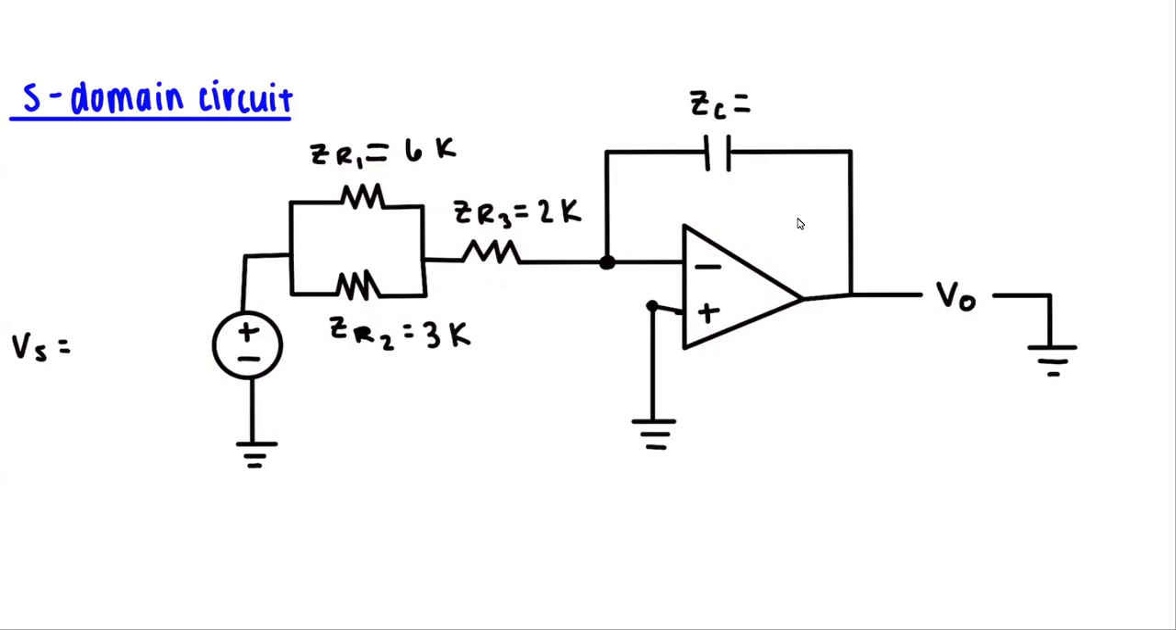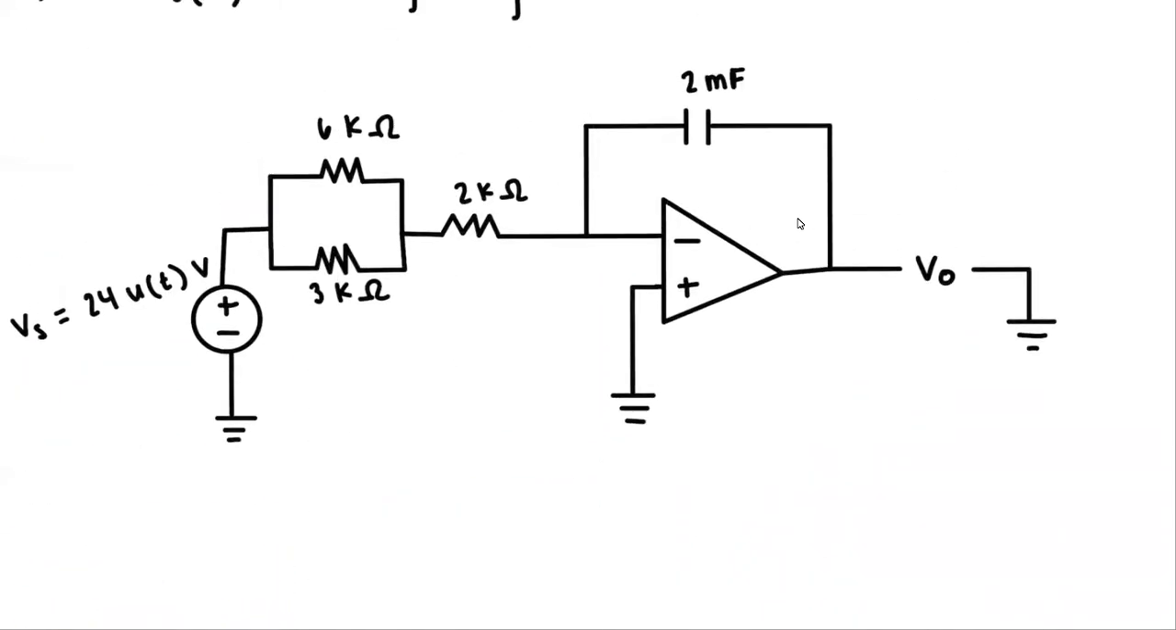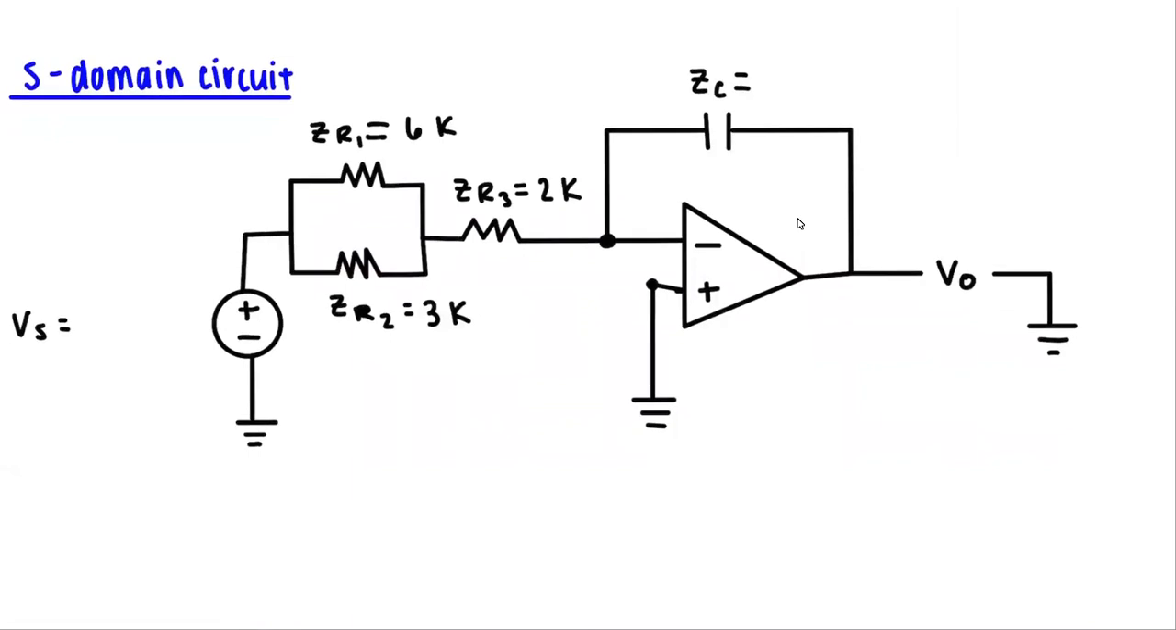Our input voltage source, as it was 24 u(t) volts in time domain, using a Laplace transform, will turn into 24 over S volts in the S domain. For a capacitor, the impedance in S domain is 1 over the capacitor value times S, which in this case will make it 500 over S. And now our circuit has been converted into the S domain.